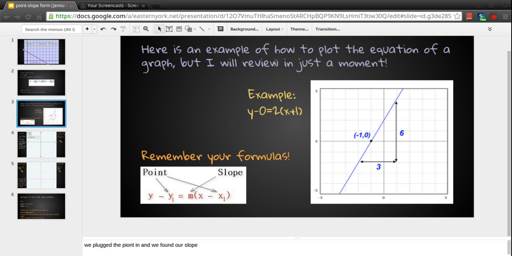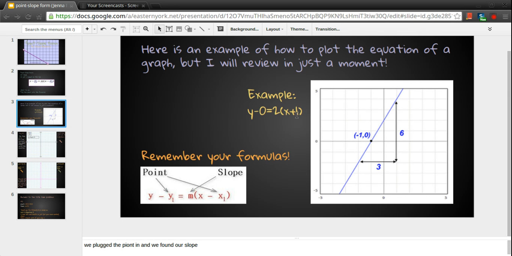Here is an example of how to plot the equation of a graph. In a moment, I will review. The graph has a point of -1, 0, and a rise of 6/3. Reducing that equals 2. We plug it into the equation: y minus 0 equals a slope of 2, x plus 1. Since there is a -1, it will equal positive, because a negative and a negative always equals a positive.